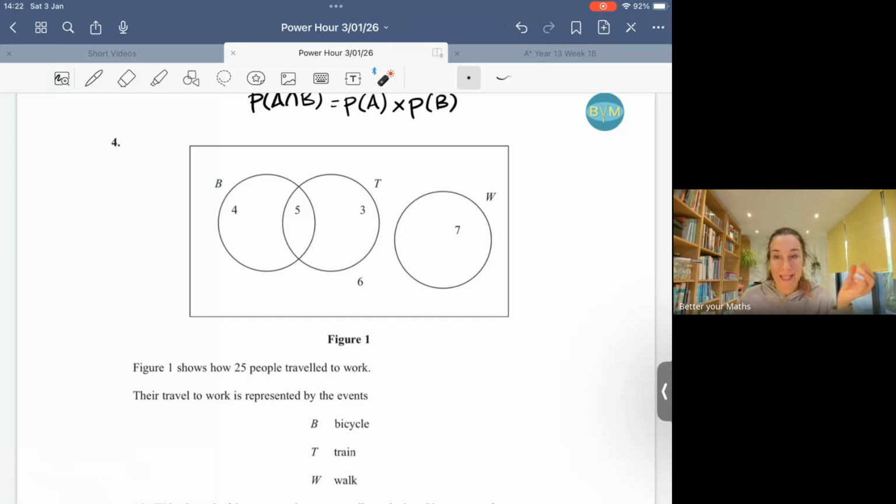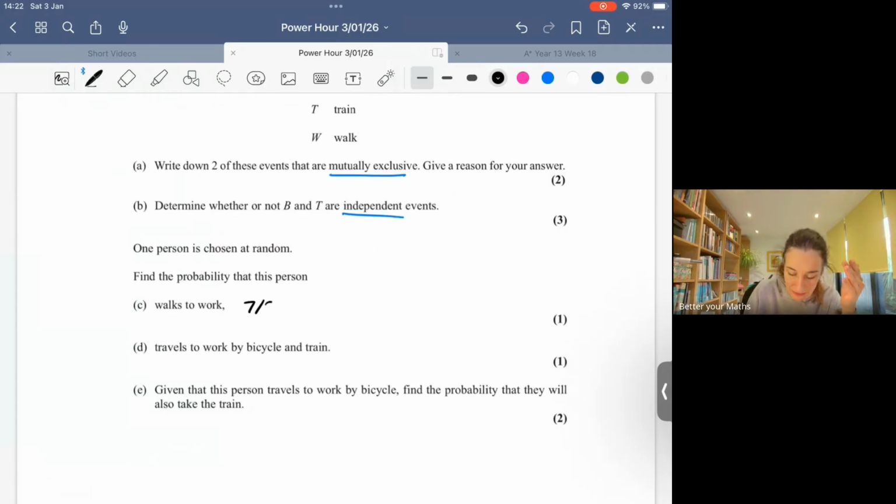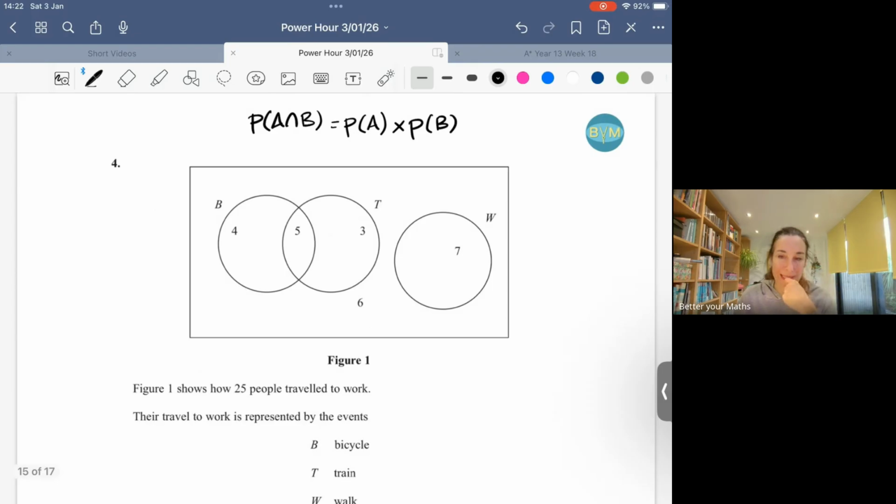Exactly. 7 out of 25. Perfect, everyone. 7 out of 25. I don't have to do anything else. 7 out of 25. What's the probability that they travel to work by bicycle and train? Bicycle and train. What's the probability? Can you tell me in the chat? You can or not simplify. It's up to you.